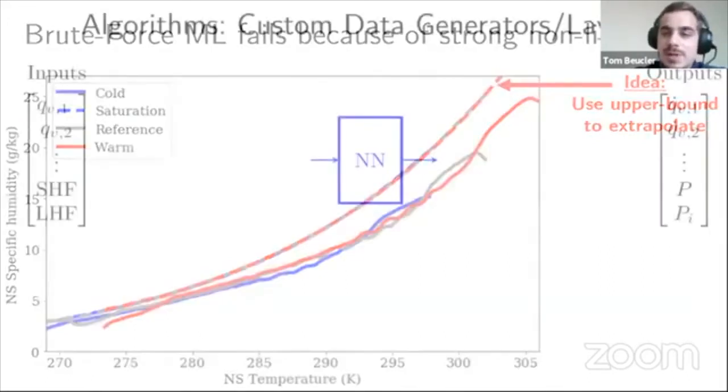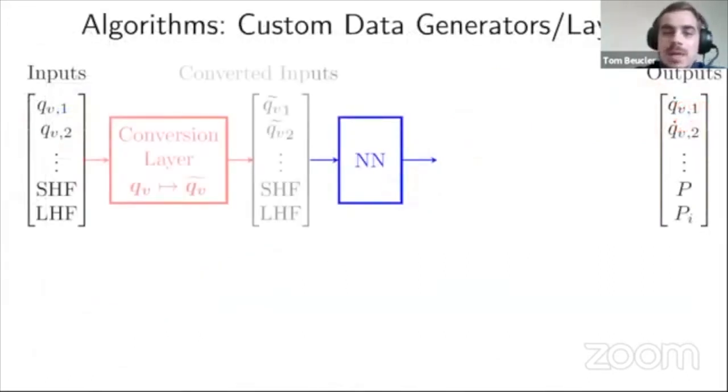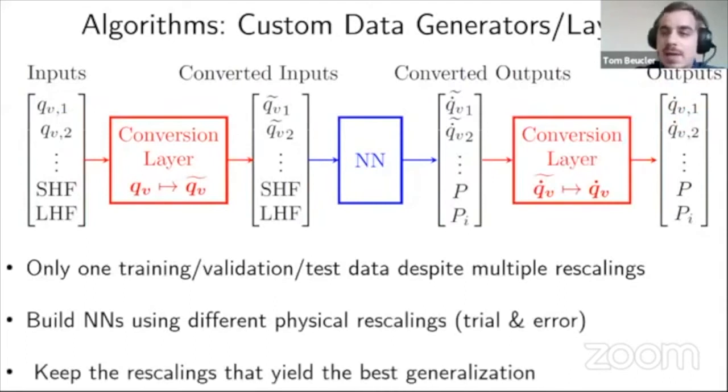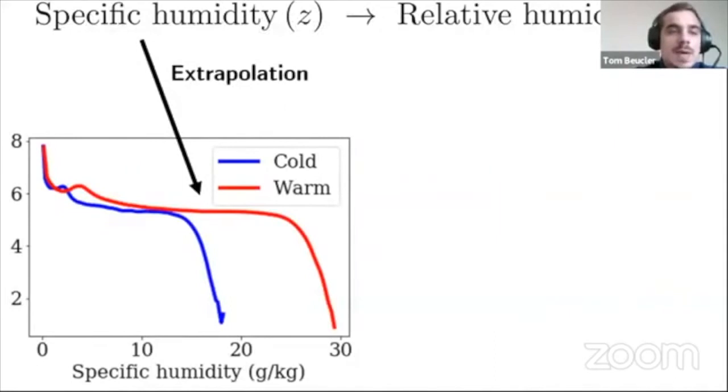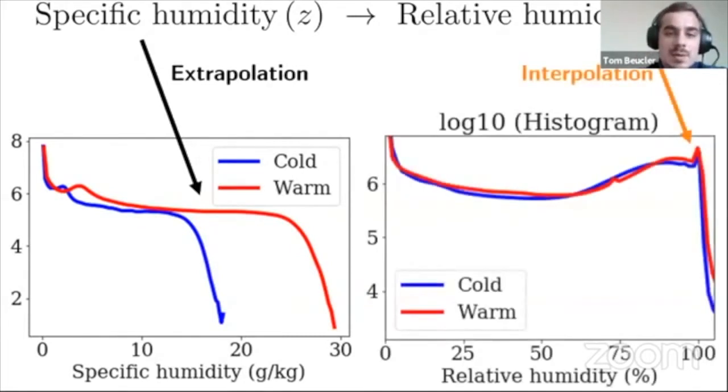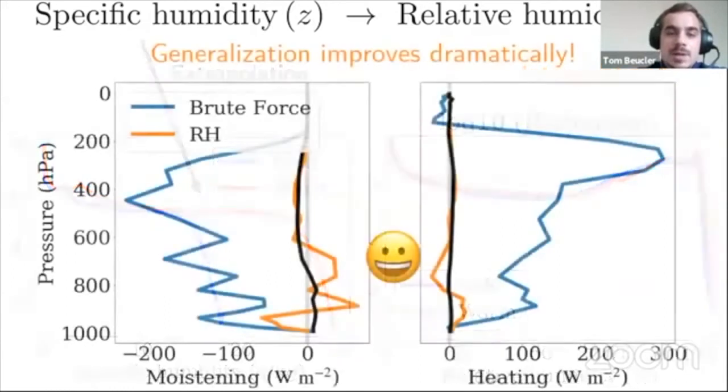And just for the interest of time, I'm going to skip over some of the algorithm and just give you one example, which is that if we rescale the specific humidity, which is an input of a neural network model of convection, to relative humidity, which tends to be more climate invariant, as you can see, it has more similar probability distribution functions. We can go from what seems to be an extrapolation problem to an interpolation problem and dramatically improve our generalization results.